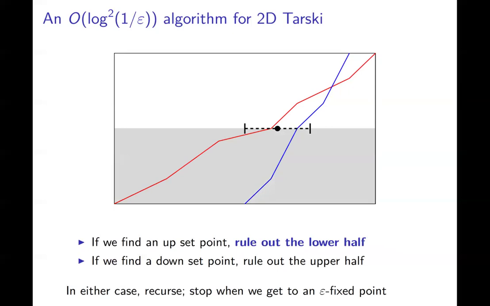If the output of the binary search is an upset point, then we rule out the lower half. This is because, as we stated previously, in the upset, all points must be pointing upwards. And therefore, we know that the fixed point cannot be contained below this point. Similarly, if we find a downset point, we can rule out the upper half because the downset pointing downwards states that the fixed point must be below the point that we found. In each of these cases, we recurse, and then we stop when we get to an epsilon approximate fixed point.